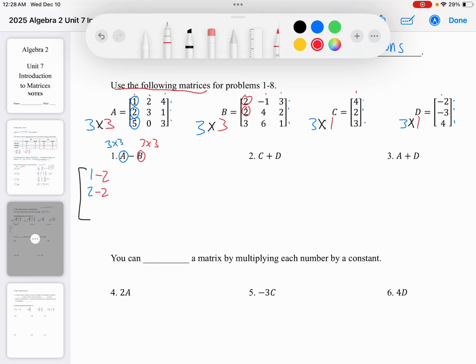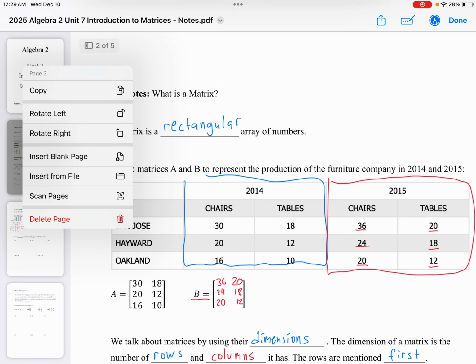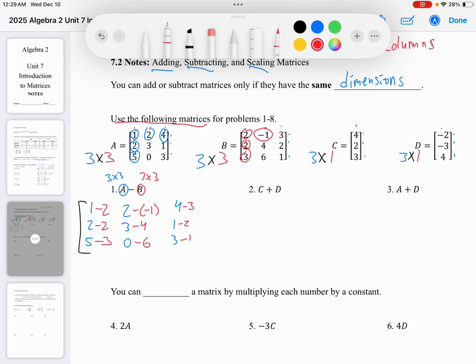The next one down, we'd have this 5 minus the 3 from matrix B. Next we have 2 minus negative 1. Remember, anytime we see a negative, it's important to make sure we're keeping track of it. So this would be 2 minus a negative 1. Then in the middle here, we'd have 3 minus the 4 from B. Then 0 minus the 6 from B. Then going back up to the top, this 4 minus the 3 from B. The 1 minus the 2 from B. And finally the 3, that's 3 minus the 1 from B.